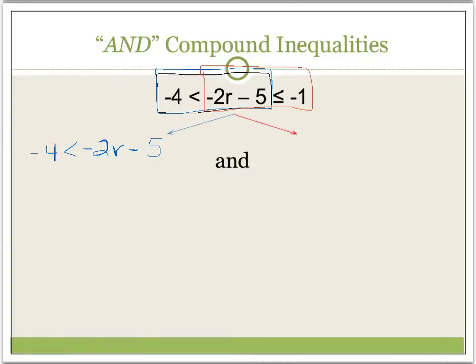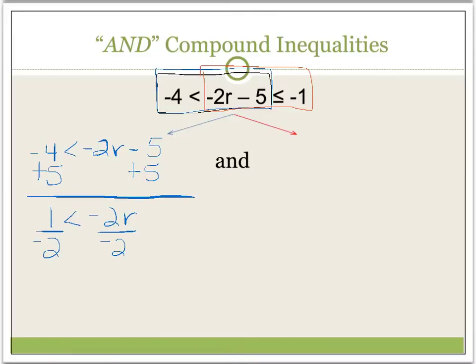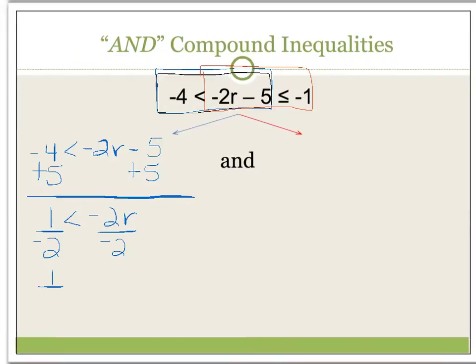When you get your first inequality, you're just going to simply solve for the variable. Basically, you're going to use your inverse operations that you're very familiar with. You're going to add 5 to both sides. You're going to get 1 is less than -2r. You're going to divide by -2. Because we're dividing by a negative, you have to watch carefully for that. We know that our inequality symbol is going to flip. We're going to get -1/2 is greater than r.